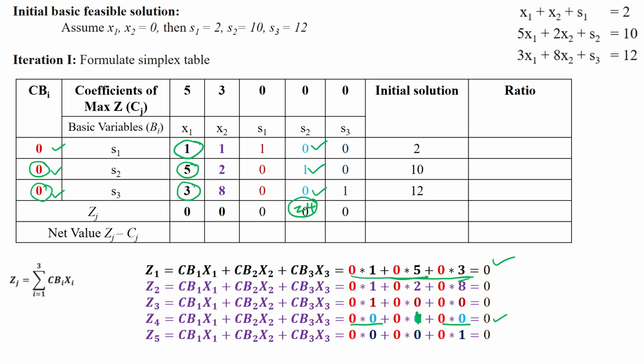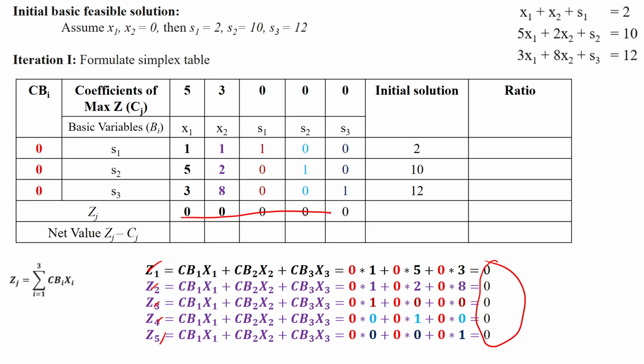So it is becoming a 0. Like this we have to calculate the values. Substitute these values into the table now. So all are zeros. Now we have written z1, z2, z3, z4, z5 here, right. Next we are going to calculate the net value zj minus cj.